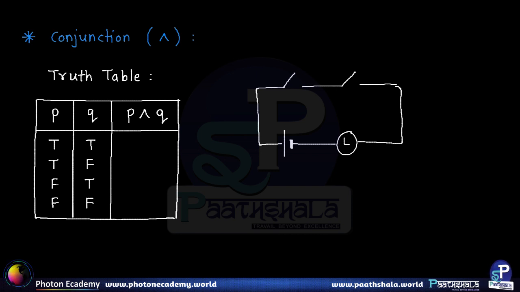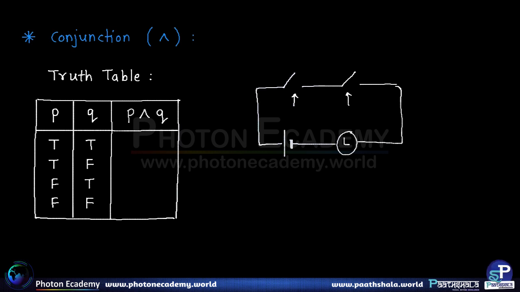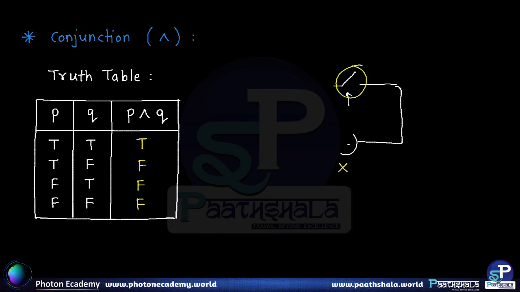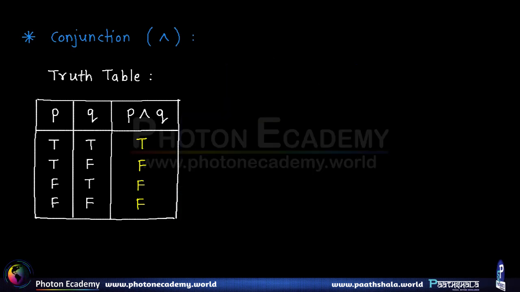We know that clearly when both of the switches are closed, the lamp will glow. So if we think of closing of a switch as true, then we want both of the switches in closed position, that is, both the statements should be true, which is the first case, that is when the conjunction will be true. In all other cases, the conjunction will be false, that is when at least one of the switches is open, in that case the lamp will not glow. So that's a simple way to remember the truth table of conjunction.